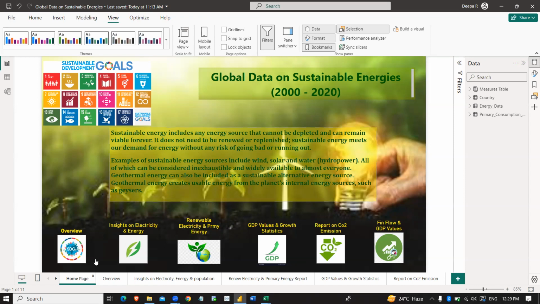Now, I have given certain links to navigate throughout my report. And I tried to download the related icons here, and I have linked a particular page according to that particular related icon. Okay, so first let us go on to this overview page.